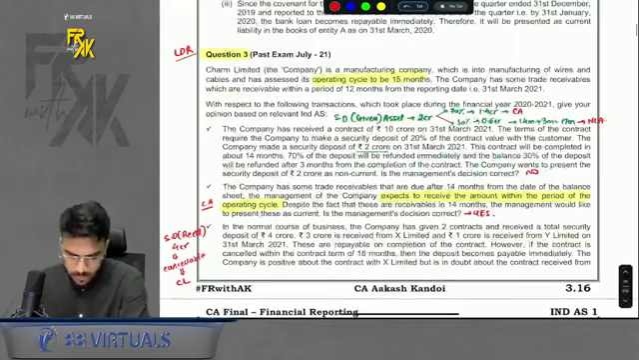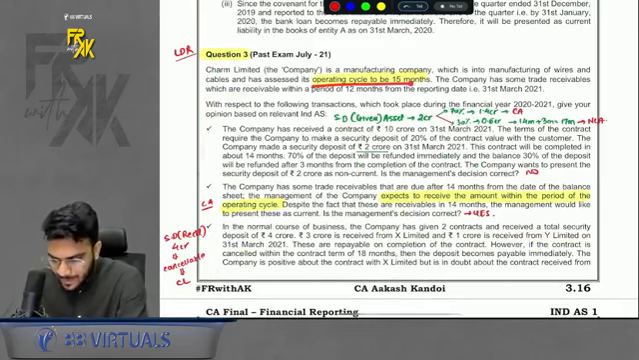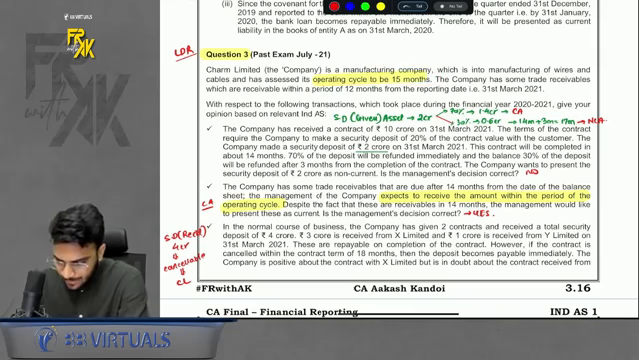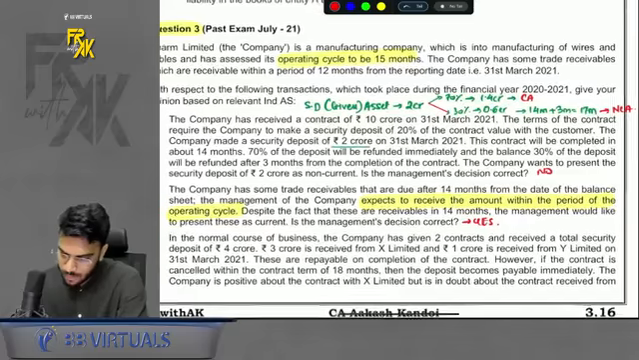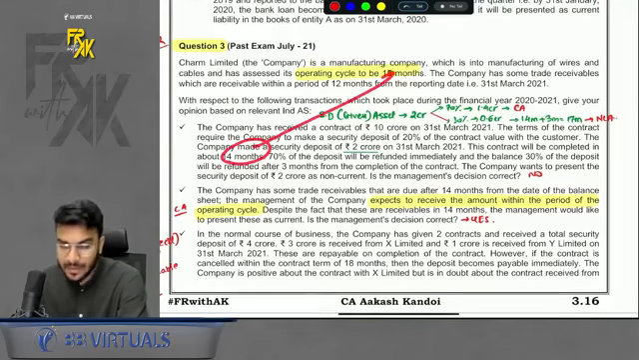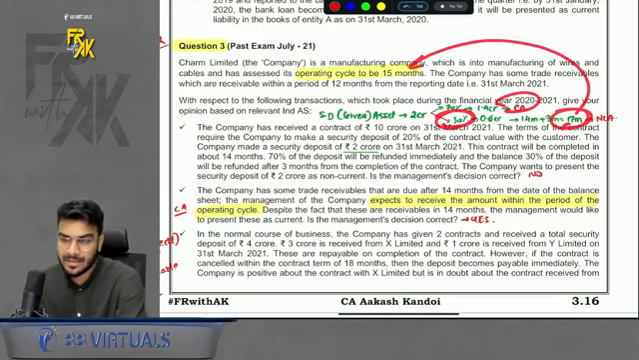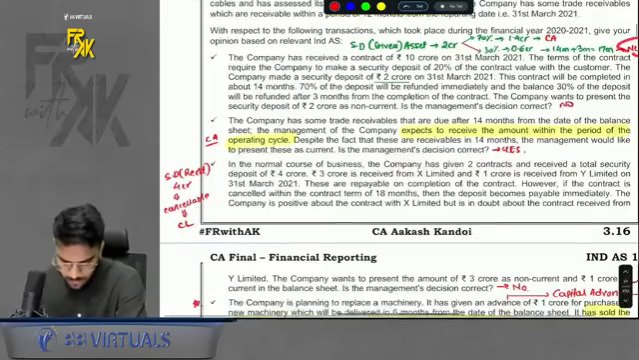Then question number 3, a very good question, please remember. Operating cycle is 15 months. It says we gave a deposit. Giving a deposit is an asset for us because in future we will get the refund. Out of this deposit of 2 CR, 70%, that is 1.4 CR, is receivable in 14 months, which is within the operating cycle. So current. The rest 30% you will receive after 17 months, which is outside the operating cycle. So non-current.